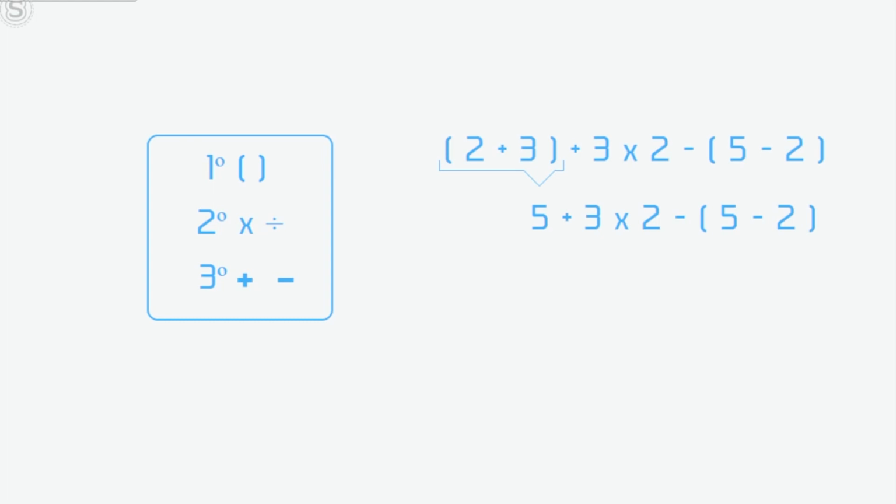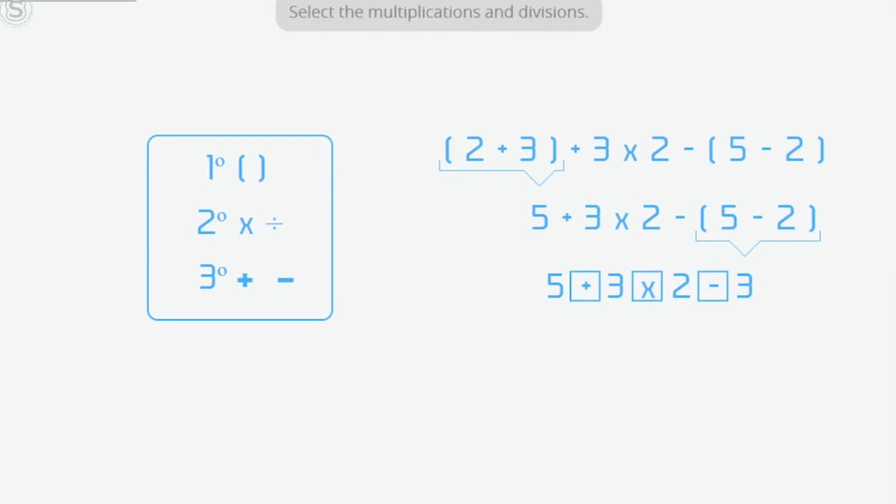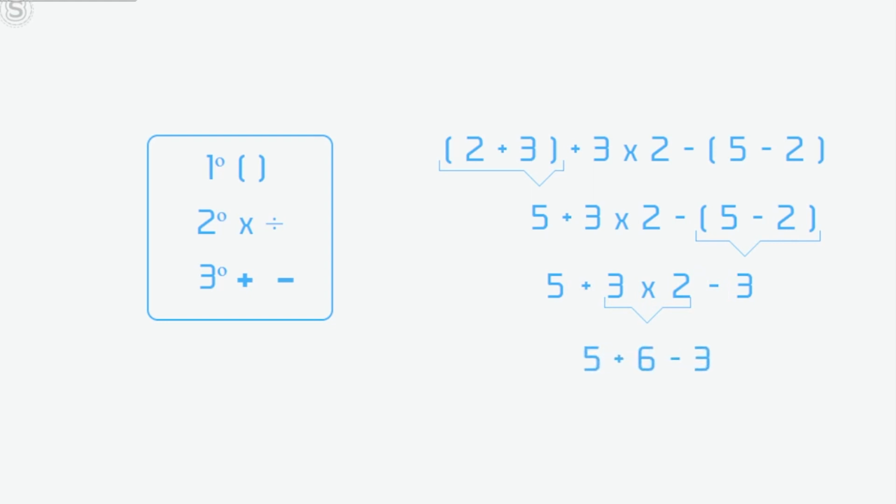Now we solve the second parentheses. 5 minus 2 is equal to 3. Now that we've solved all the operations in the parentheses, we move on to the multiplications or divisions. Select the multiplications and divisions. Perfect! We only have one multiplication in this case, so we're going to solve it directly. 3 multiplied by 2 is equal to 6.